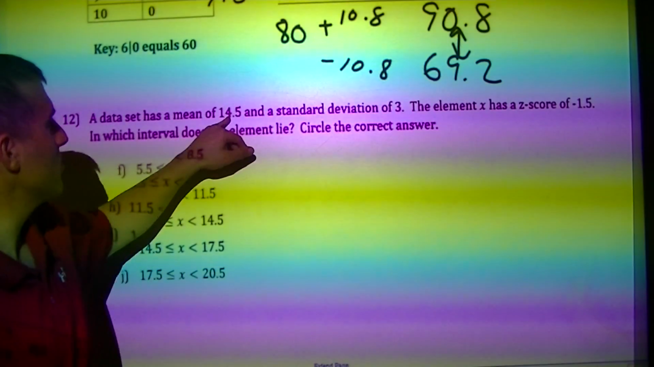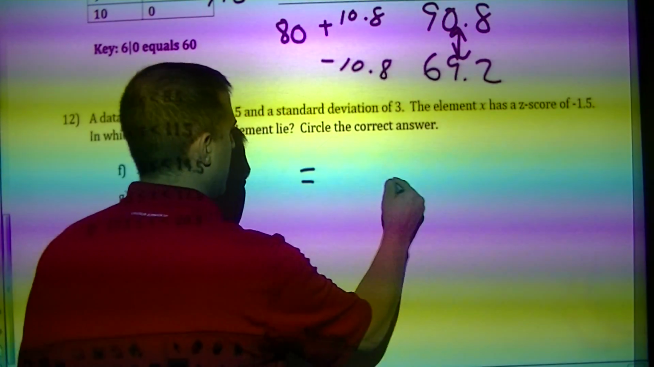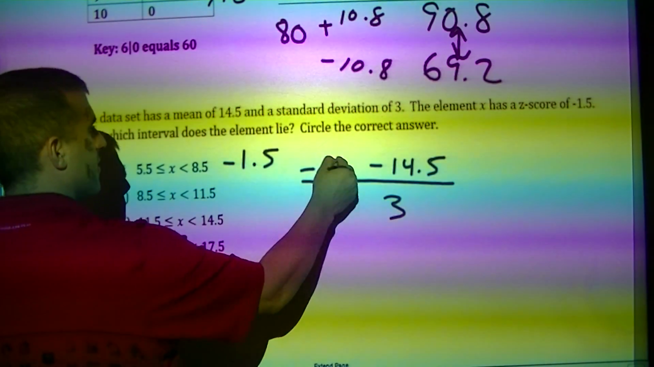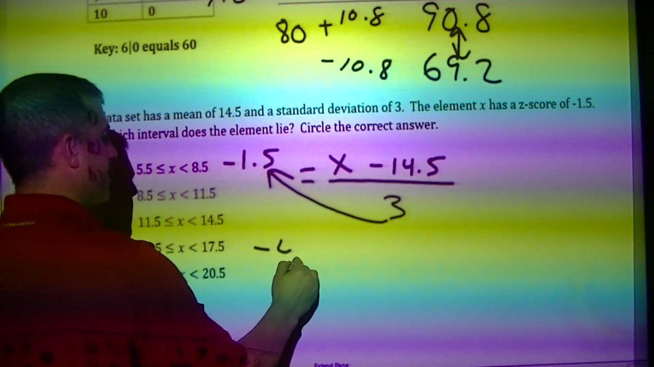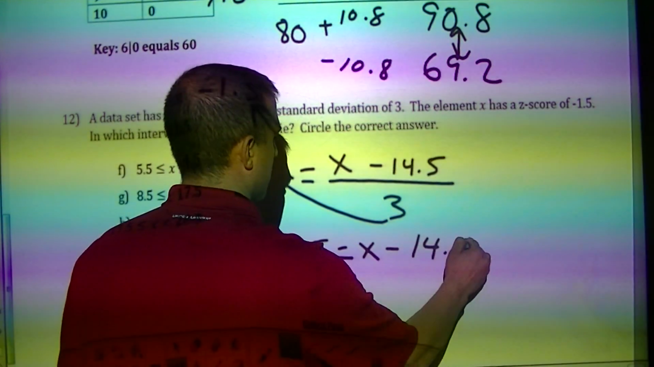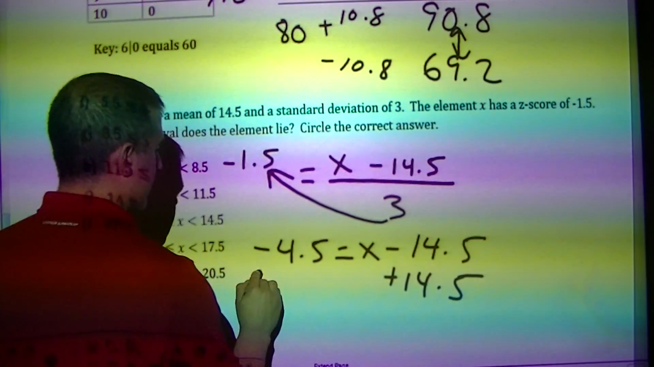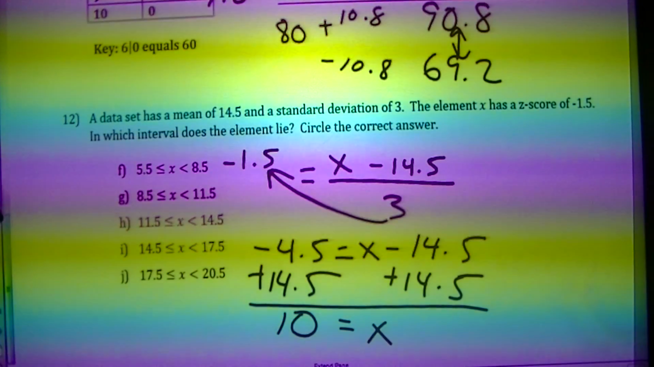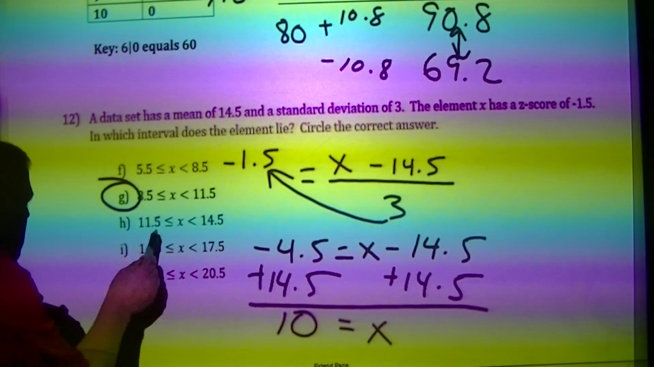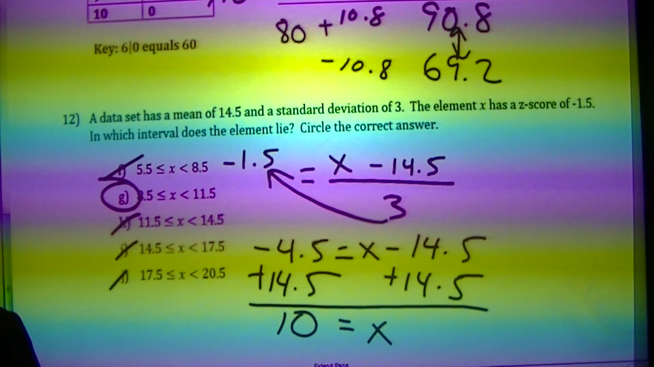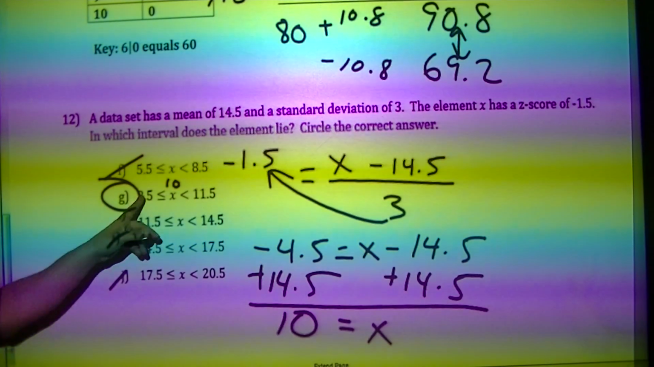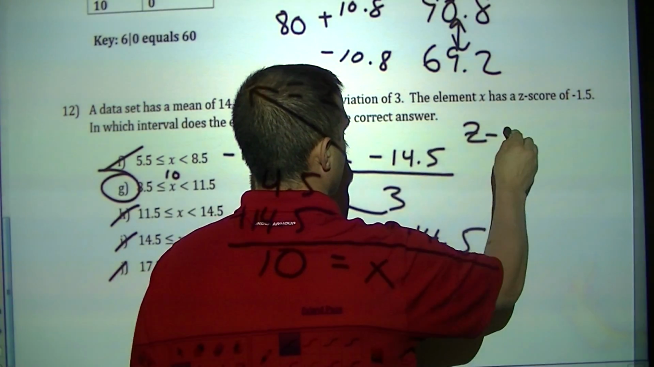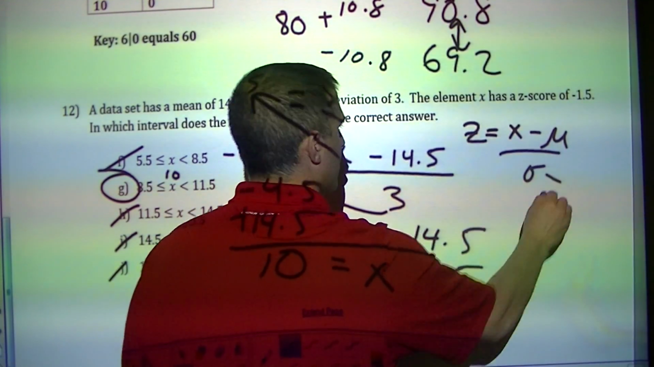The data set has a mean of 14.5 and a standard deviation of 3. So with a z-score of negative 1.5, what I want to do is cross multiply. That's negative 4.5. And I'm going to add 14.5 over to the other side. It's going to be 10. So where does 10 fall between? It doesn't fall between those, doesn't fall between those. 10 fits between these two numbers, 8.5 and 11.5. Z-score formula: z equals x minus mean over standard deviation.